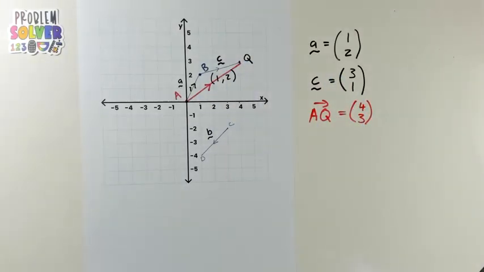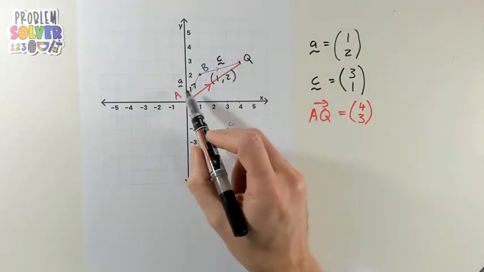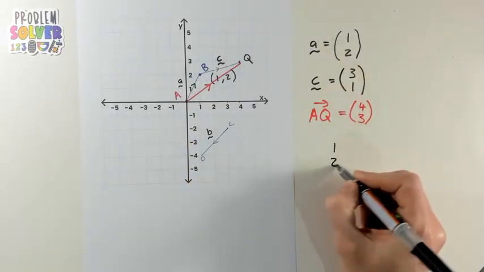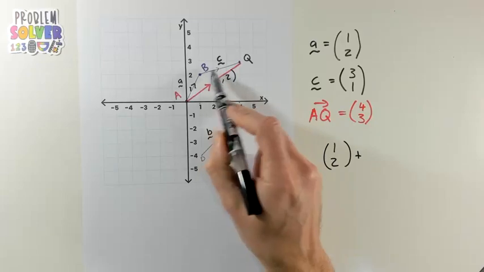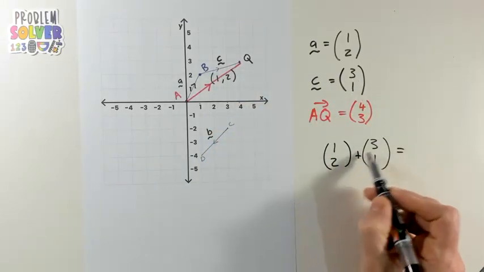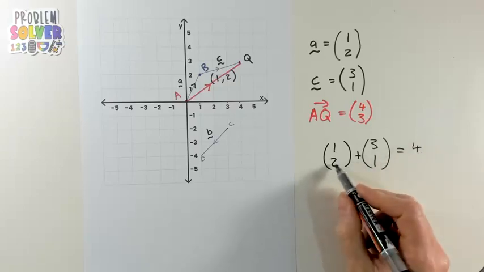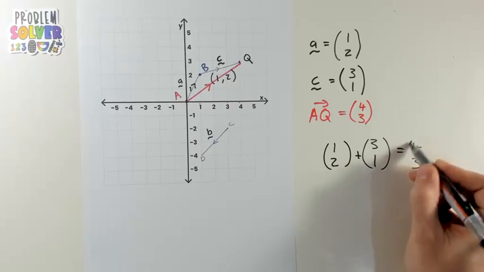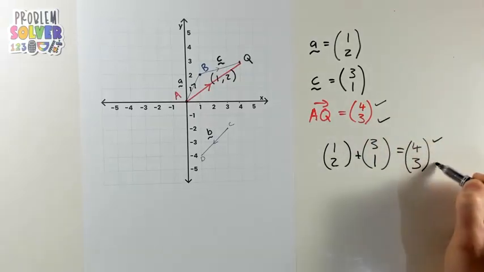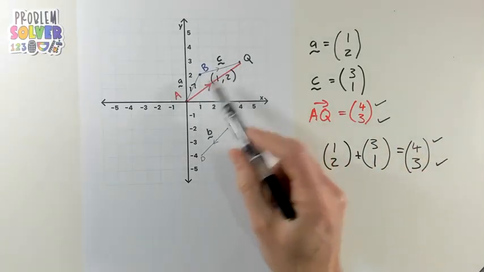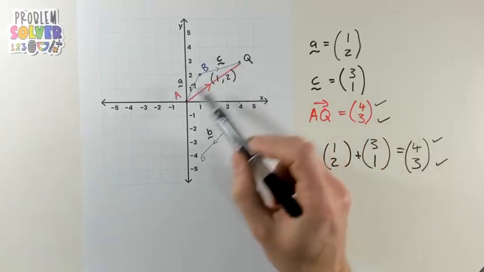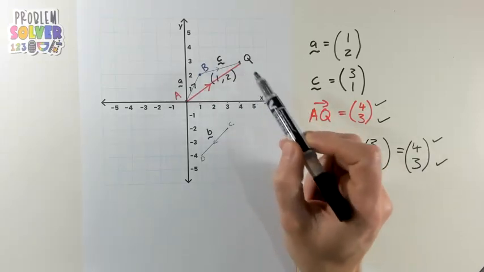But what's really interesting is these vectors, I can add them up. Basically, if I took A, which is this part, the 1, 2, and I added it to the C part, which is 3, 1, look what happens. 1 plus 3 is 4, and 2 plus 1 is 3. And that is exactly the same as that 4 and that 3. So we see that vectors can be added, and there can be different routes that we walk to get from the one point to the other point.